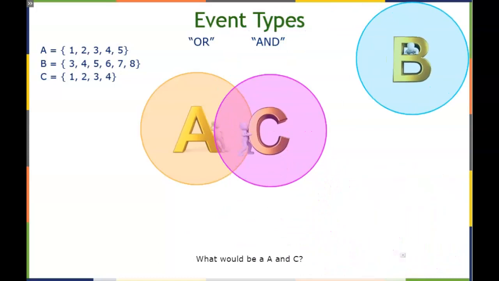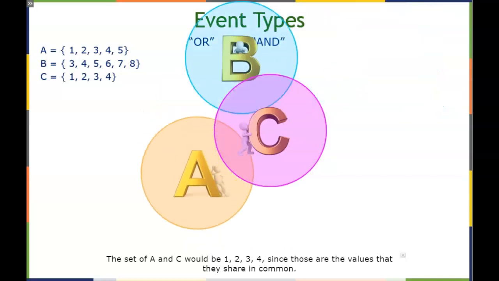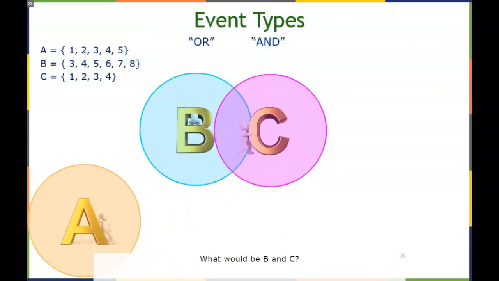What would be A and C? Remember, A is 1, 2, 3, 4, 5, and C is 1, 2, 3, 4. The set of A and C would be 1, 2, 3, 4, since those are the values that they share in common. What would be B and C? We're only looking for those values that they share in common. So the set of B and C would be 3, 4.